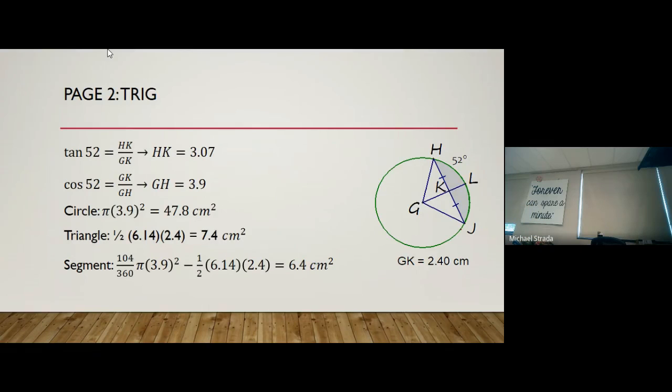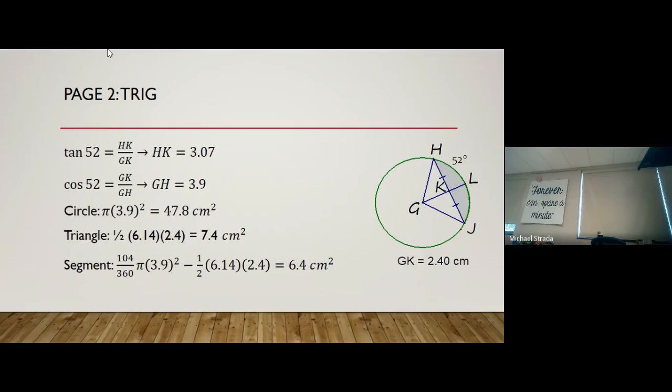Recall, if that's passing through the midpoint, that's got to be a right angle. The arcs and the central angles have to be congruent, so that's why that's 52 degrees. They give you GK is 2.4. So if we use tangent once again, we'll be able to get HK, which is 3.07. Cosine gives us the hypotenuse. Hypotenuse gives us the area. The triangle is the triangle they wanted.